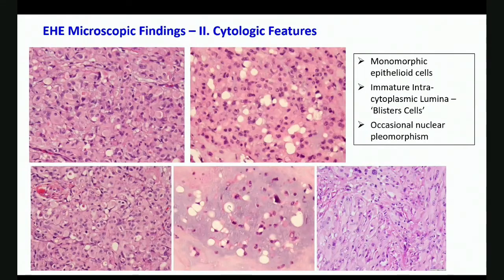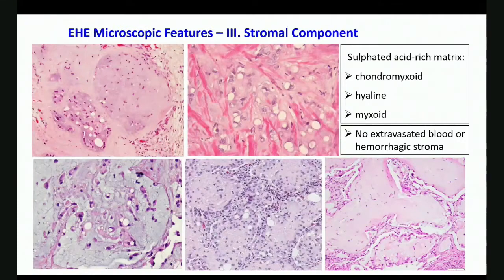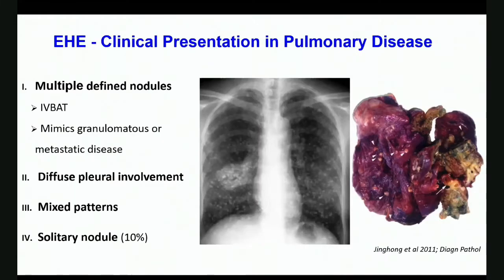Instead, EHE shows abortive intracytoplasmic lumina known as blister cells. EHE also shows a distinctive stromal component not seen with other vascular tumors, which varies from chondromyxoid, hyaline, to myxoid. Importantly, classic EHE lacks extravasated blood, a common feature seen in other vascular neoplasms.